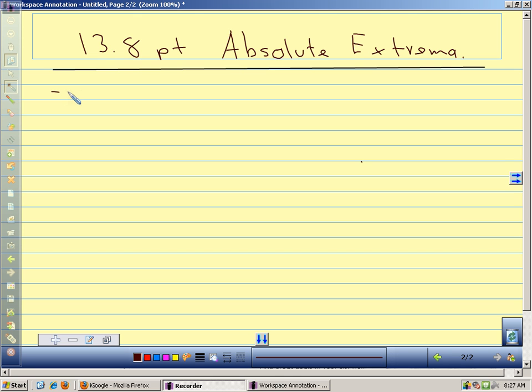So we need to think about the critical points. But if we're looking for an absolute extreme value, if we're just in the plane, and we have some function like so, and we want the absolute maximum and absolute minimum on the interval a to b, we had to look at our critical points, but what else do we have to look at?